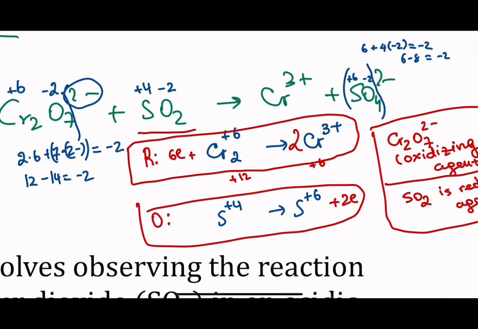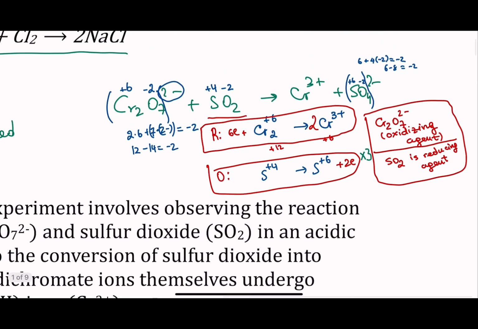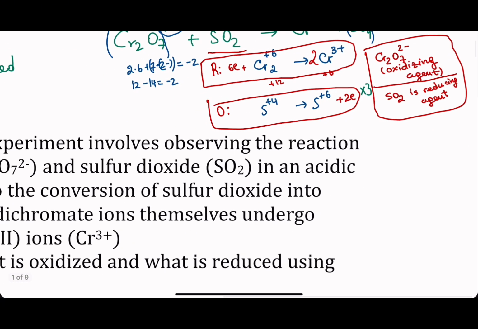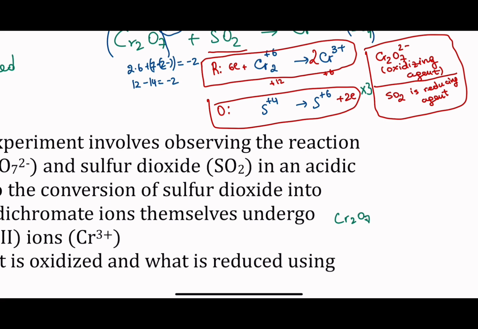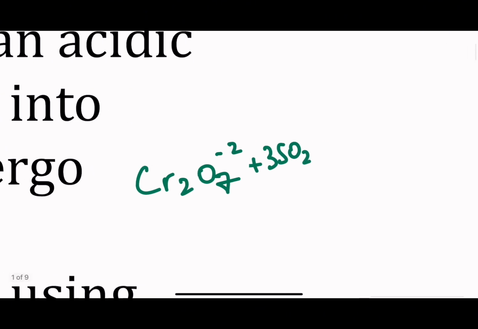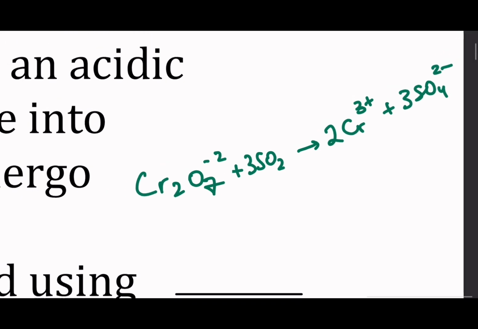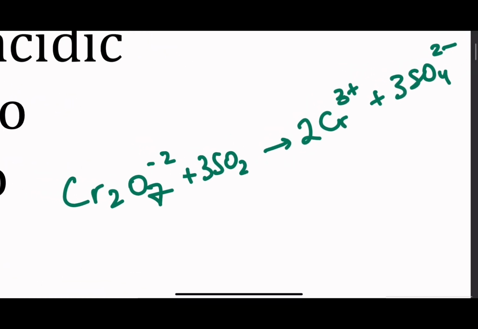So we can see that all we need to do with the sulfur is multiply this side by 3 to make them equal in terms of electrons. So now we go back to our equation where Cr2O7 2- plus 3SO2 gives us 2Cr 3+ and 3SO4 2-. Now we need to do overall charge balance.